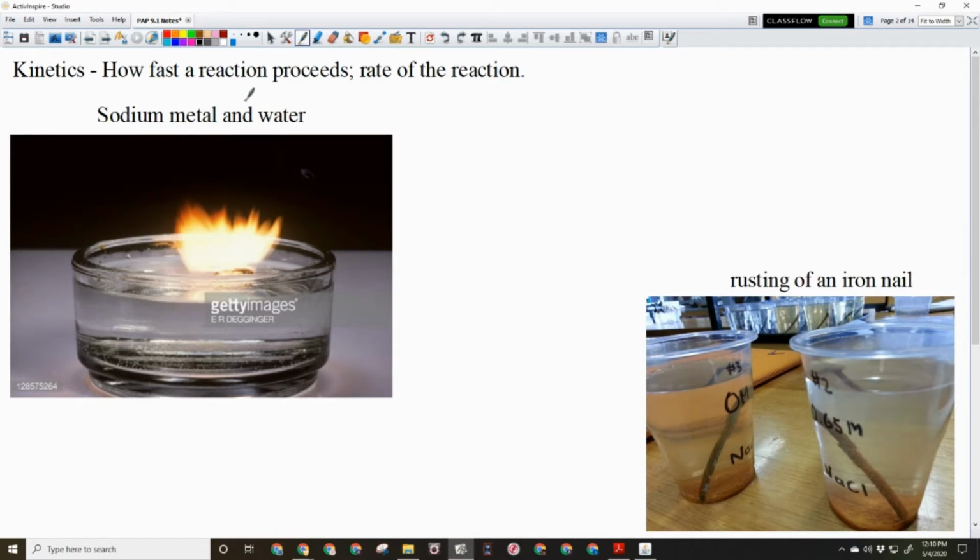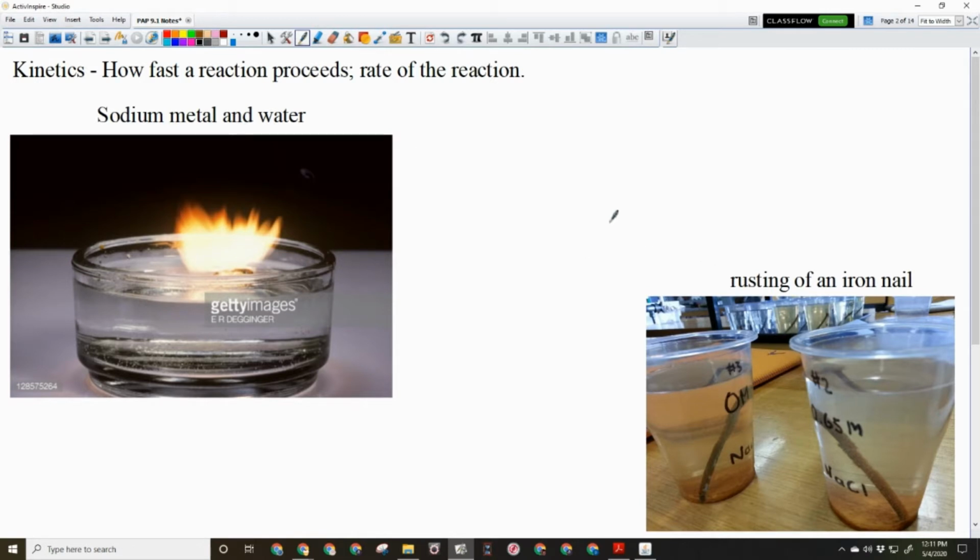For example, sodium metal and water. If you put sodium metal down in water, you're going to see a very violent, quick reaction that releases a lot of energy, a bunch of energy all at once. This sodium metal reacts with the water and produces fire very quickly. There are some videos on YouTube that you can watch where they do bigger chunks of sodium. This is just a very small piece of sodium in a dish of water. So that happens very quickly.